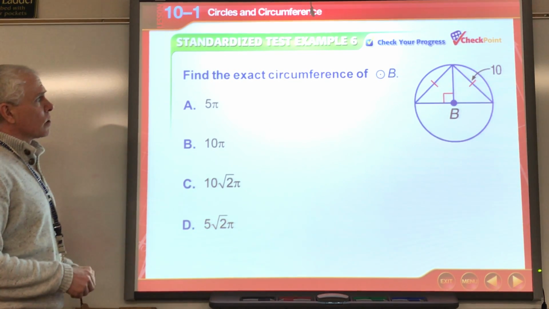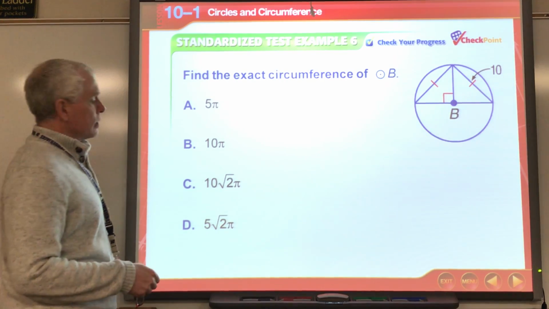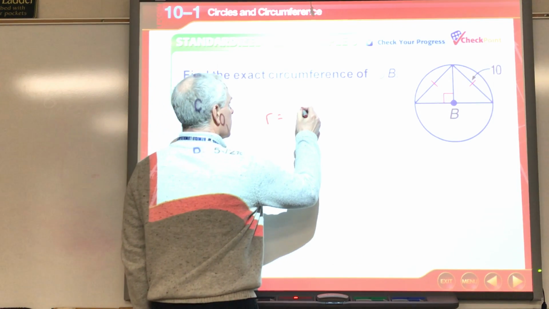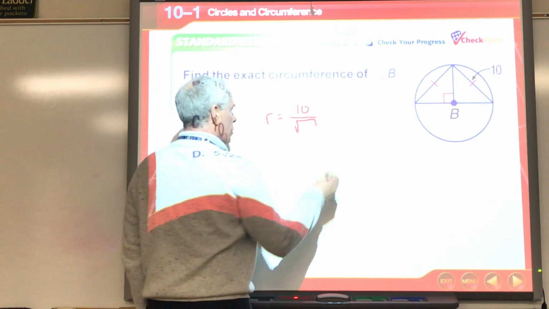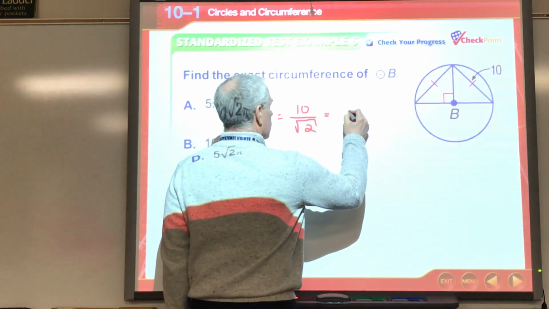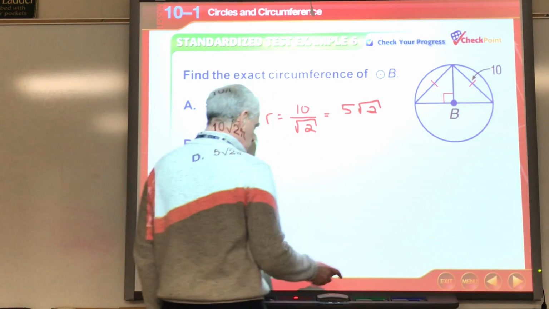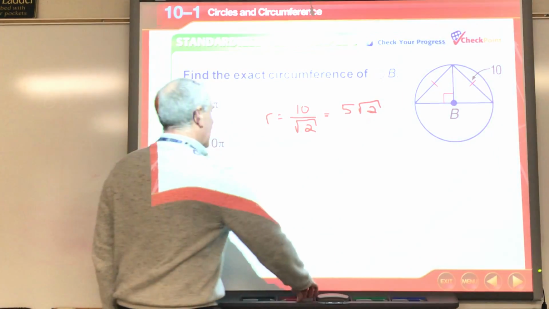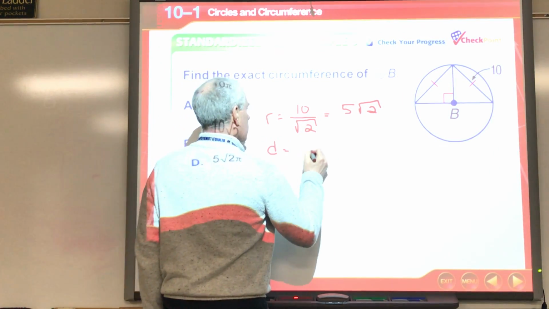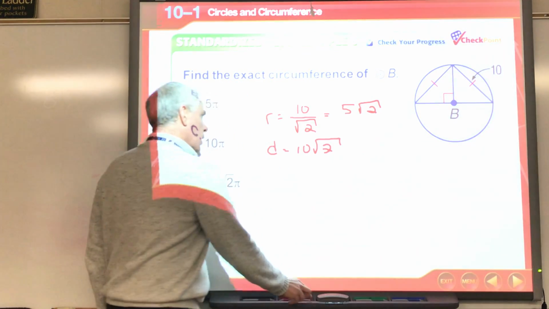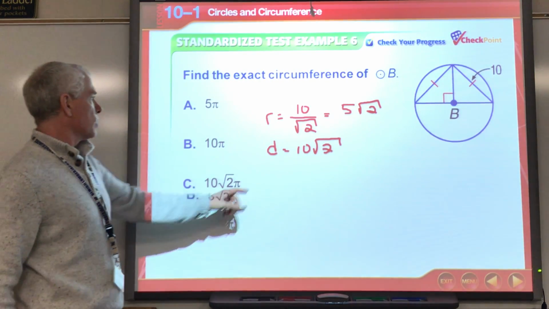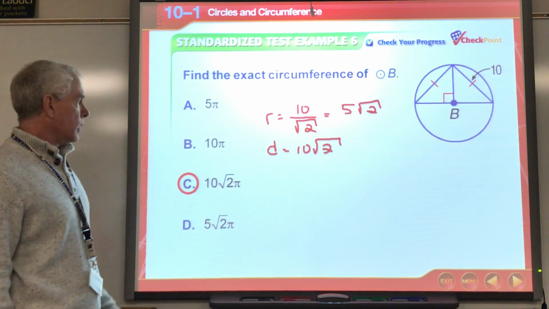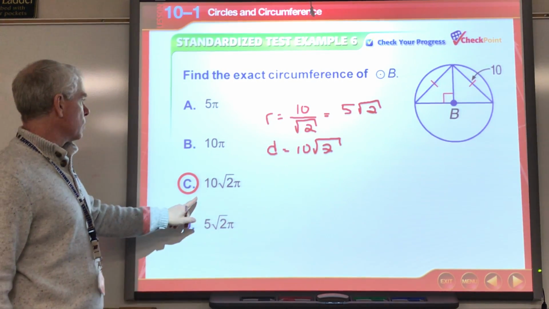And they wanted the exact answer, so I leave pi as part of my solution, okay? So find the exact circumference. Same thing, you guys. I know that the radius, because that's a 45, 45, 90, is 10 divided by the square root of 2, okay, which is 5 square root of 2, okay? That's the radius. So the diameter is 10 square roots of 2, and circumference is pi times diameter. So if I take that times pi, I should have my circumference, okay? So utilizing some things that we learned in other chapters as well.